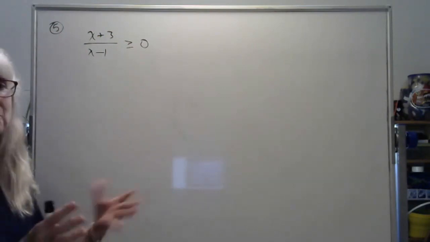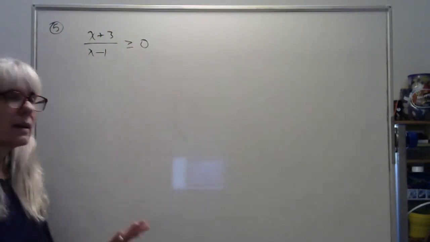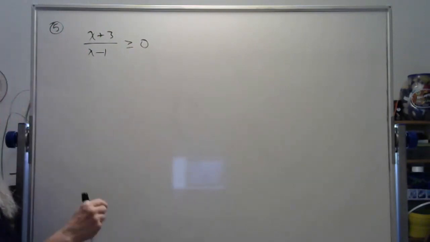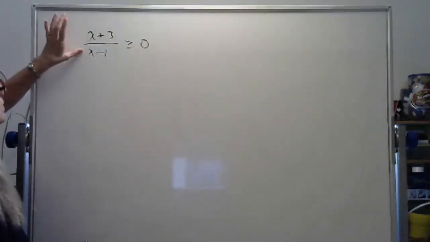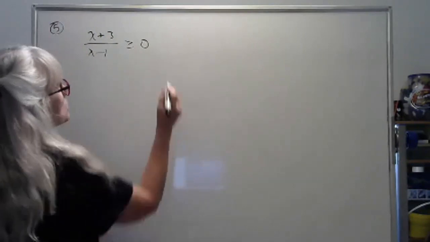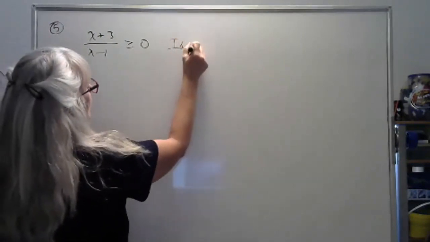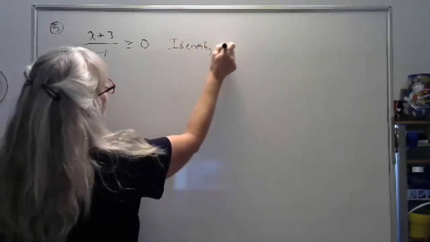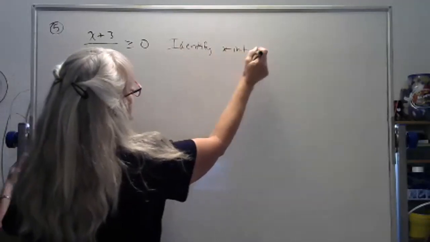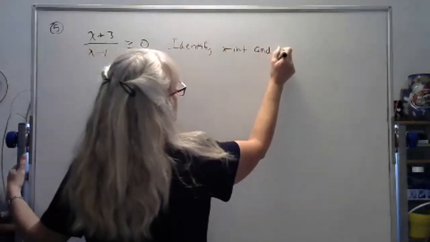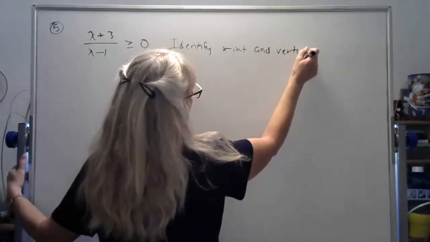Your analysis here is basically the same thing again. The only thing now is you have to address the critical or boundary numbers that come from both the numerator and the denominator. So what we're going to do is we need to identify the x-intercepts and the vertical asymptotes.